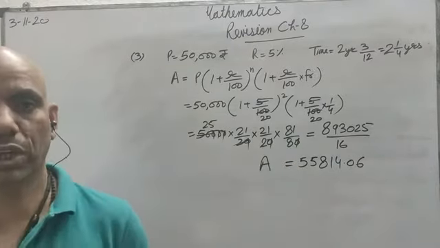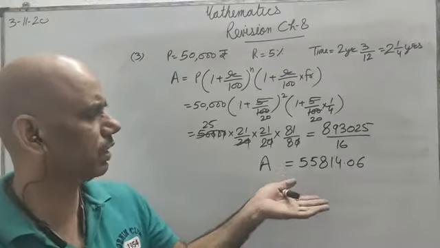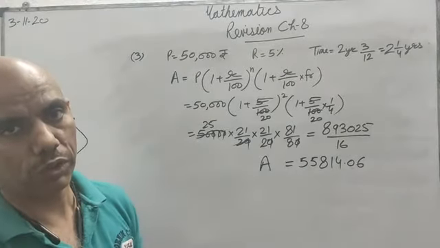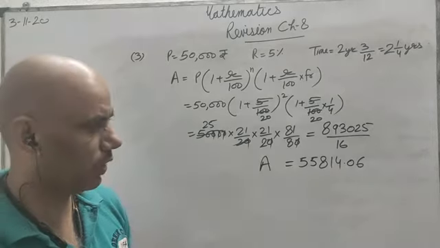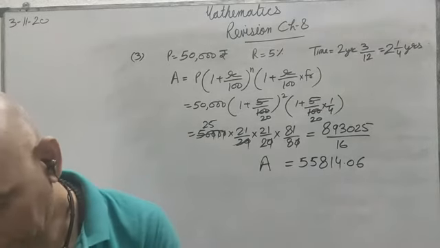This time he is asking the amount only. He is not asking compound interest. If he is asking compound interest, simply subtract 50,000 from it. So this was question number 3.